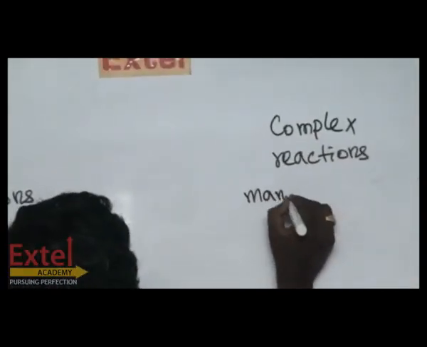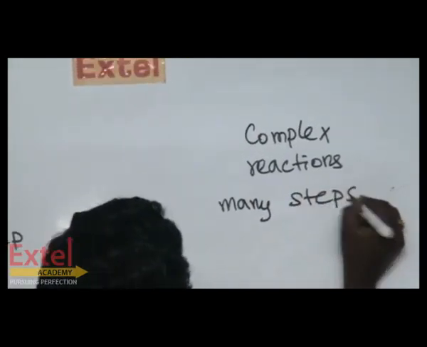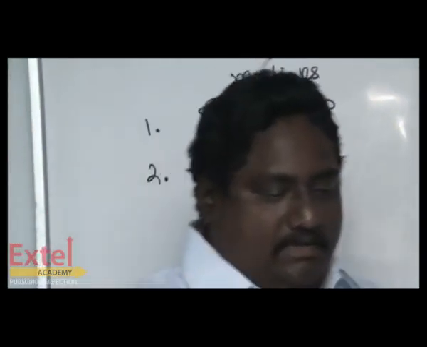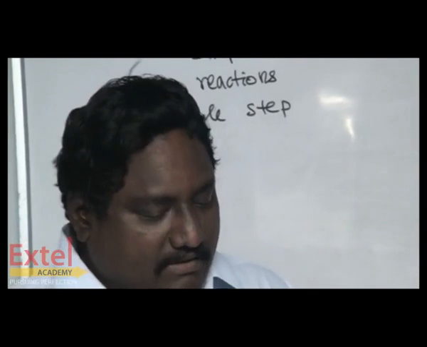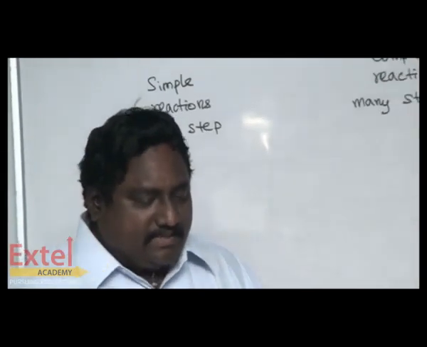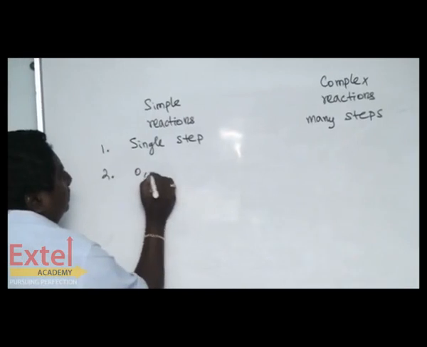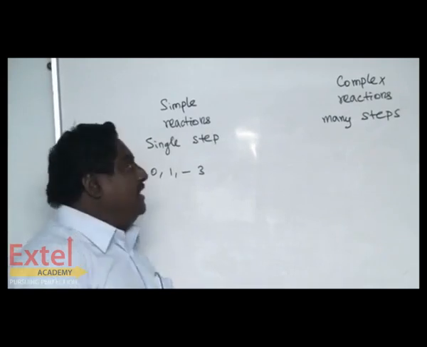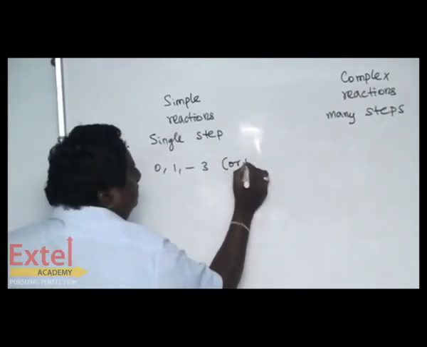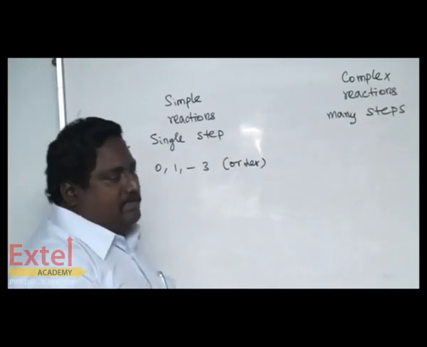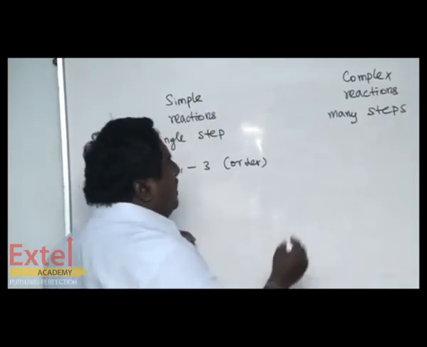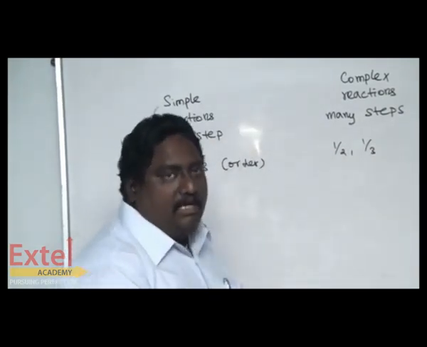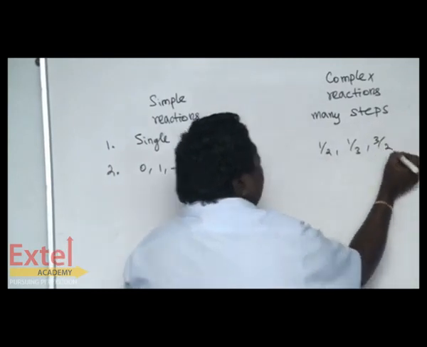Reactions which involve many steps are called complex reactions. Suppose the order exists in between 0, 1 to 3. Suppose order exists in between all this. Then it is called a simple reaction. When order is 1 by 2 or 1 by 3, likewise, or 3 by 2, then it is called a complex reaction.